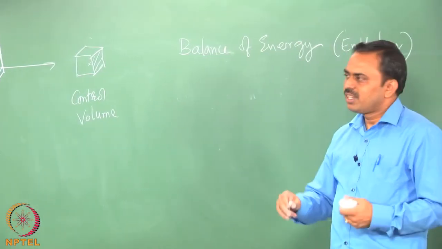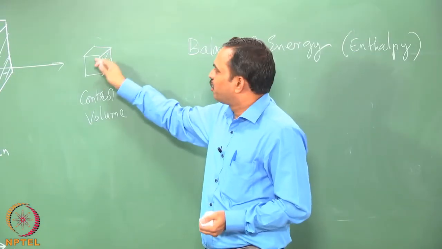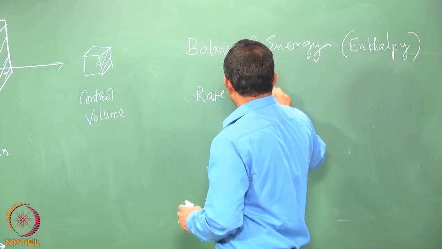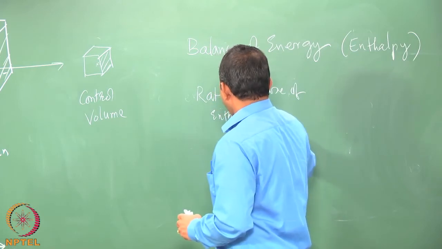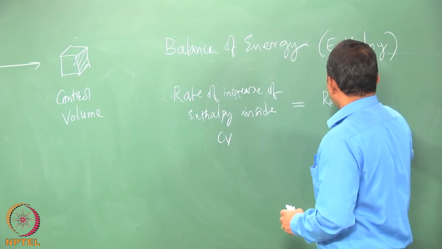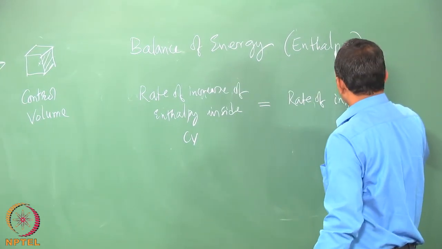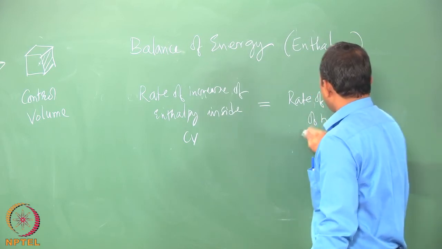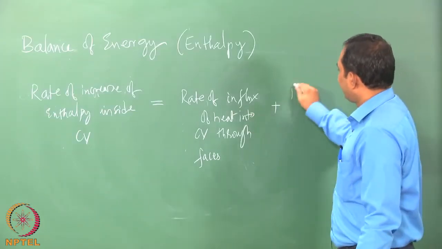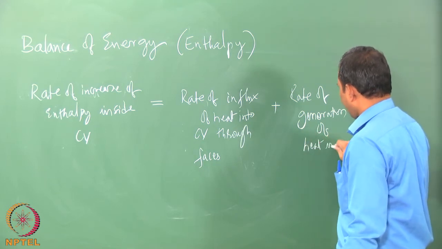And that balance is basically a simple balance of looking at what is coming in and what is going out. What comes in as energy or heat should be balanced by what goes out and what is generated. So, we are going to write that in English. We can say that the rate of increase of the enthalpy inside a control volume is equal to the rate of input or influx, I could say influx, of heat into the control volume through the control volume phases, plus the rate of generation of heat in this control volume.